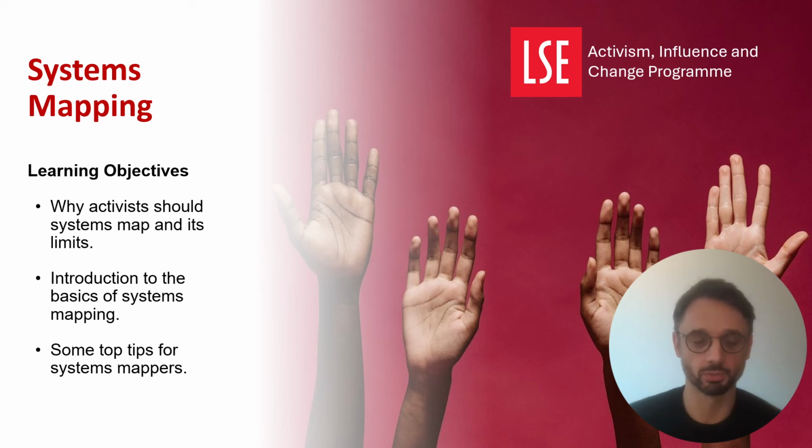Today we're going to be looking at systems mapping. We'll begin by exploring why activists may want to systems map to help them design more plausible influencing strategies, and we're also going to look at the limits of systems map and why you can never know the entirety of a complex system. We're then going to look at the basics of how to systems map, including how to represent power on your maps and where the boundaries of the system you're looking at may lay.